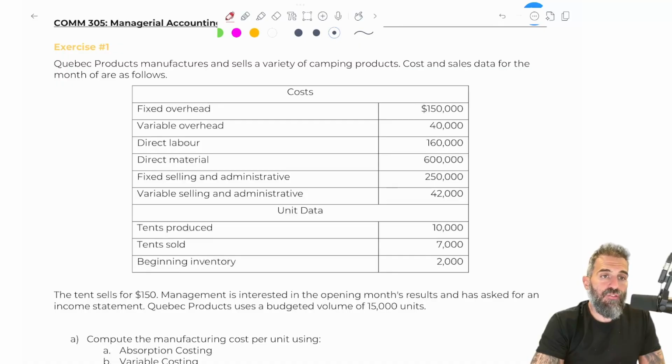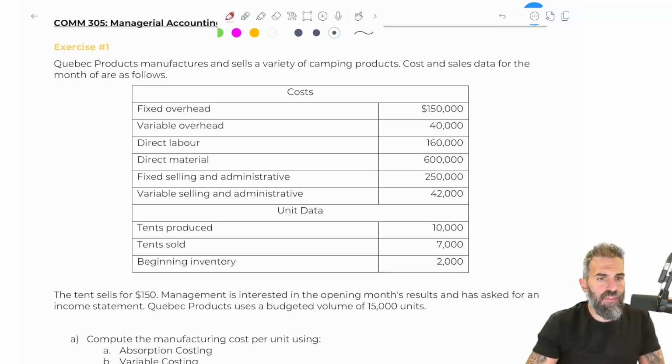Quebec Products manufactures and sells a variety of camping products. Cost and sales data for the month are as follows. So we've given you all of that info. Fixed overhead, variable overhead, and so on. The unit data: we produced 10,000, we sold 7,000, and we started with 2,000 units. The units sell for $150. Management is interested in the opening month's results and has asked for an income statement.